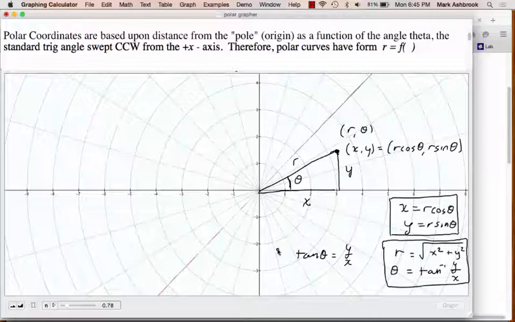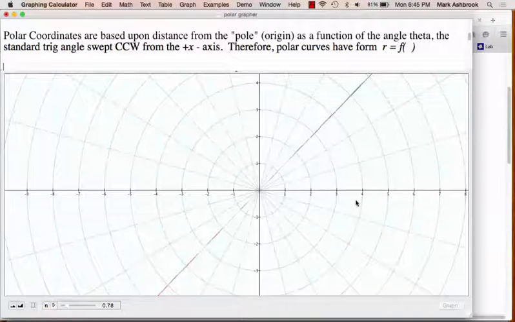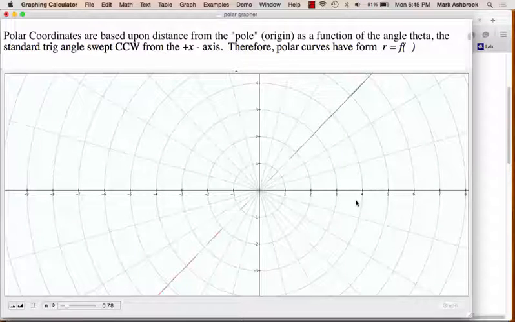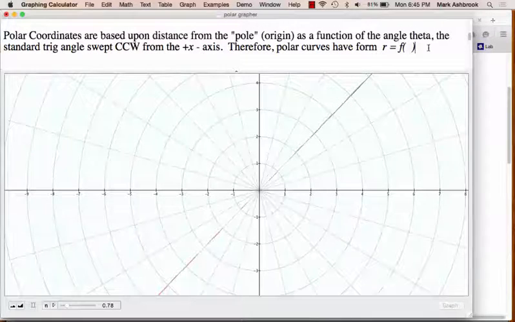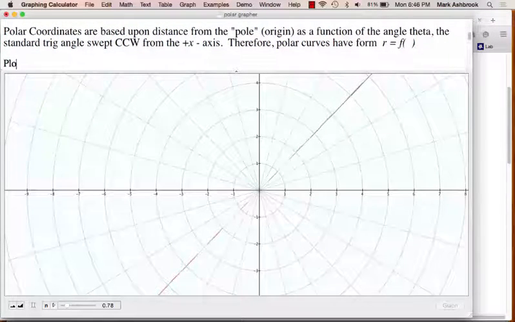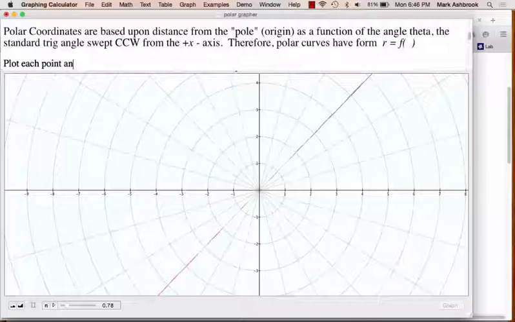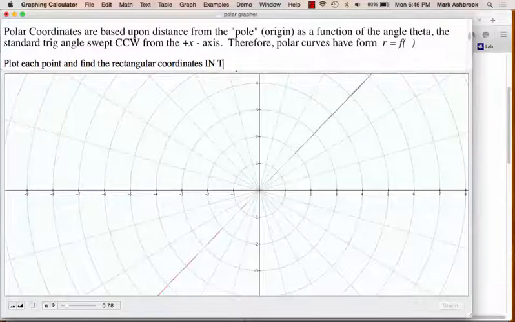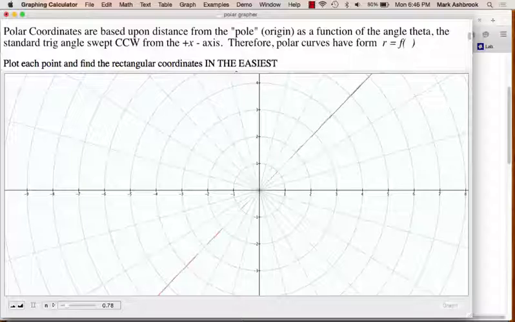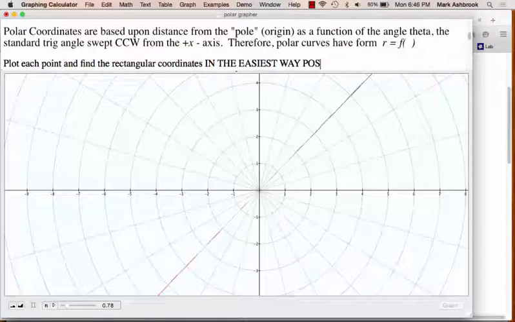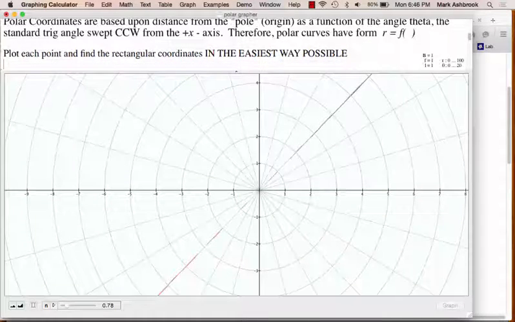Okay, so you need a little practice here. I want you to plot each point and find rectangular coordinates. Sometimes thinking provides a lot easier solution than blindly using formulas. So think before just cranking out some formula without using your brain.